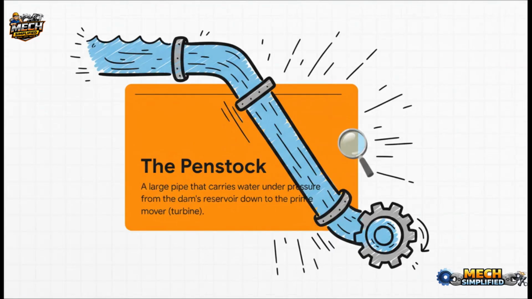So, if the dam is the cornerstone, think of the penstock as the main artery of the power plant. It's this absolutely massive, super reinforced pipe that channels all that stored water and just funnels it down towards the turbines. As that water barrels down, its potential energy is rapidly converted into kinetic energy, building up immense pressure and velocity by the time it hits the bottom.